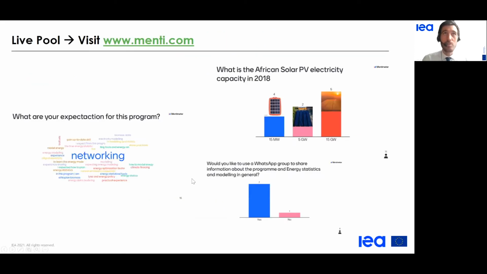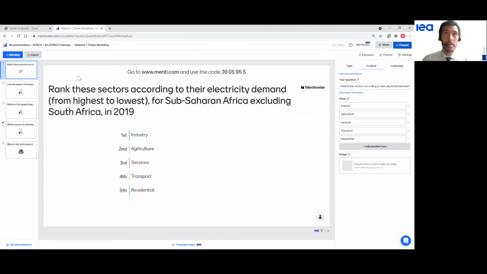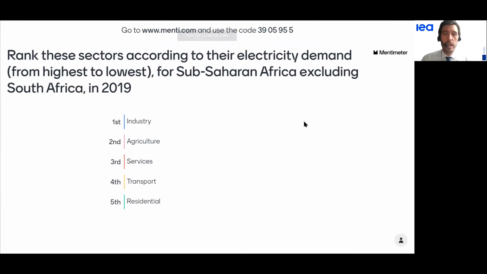Sorry. So as a start, I'd like you to go, as we do usually, to menti.com for a first series of polling questions. Looking at sub-Saharan Africa, excluding South Africa, for the year 2019, I'd like you to rank the end-use sectors and subsectors according to their electricity demand, from the highest to the lowest. So according to you, is industry demanding more electricity than agriculture, or than services, transport, residential, etc., in the specific scope of sub-Saharan Africa, excluding South Africa?